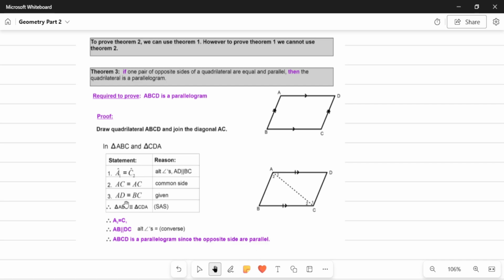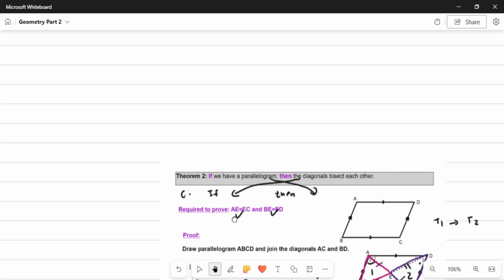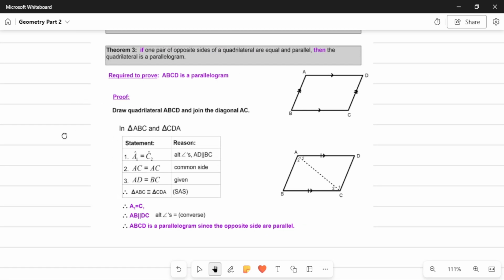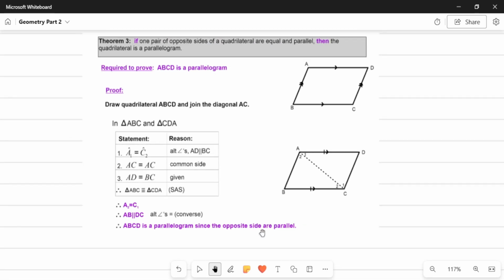Now if you go back to this list of all of the theorems here, can you see what is the first theorem that we talked about? Both pairs of opposite sides are parallel, right? That's the first theorem of a parallelogram. And so to prove this last theorem, we'll make use of the first theorem, right? So if I come back here, that's what we're aiming to get to.